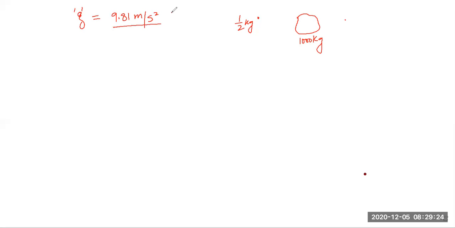This is another question we may take later on: why, regardless of mass, is the acceleration the same? Now, how did we get this value of acceleration due to gravity? Acceleration due to gravity is basically the acceleration with which all the objects fall towards the center of the earth. So let us calculate this.